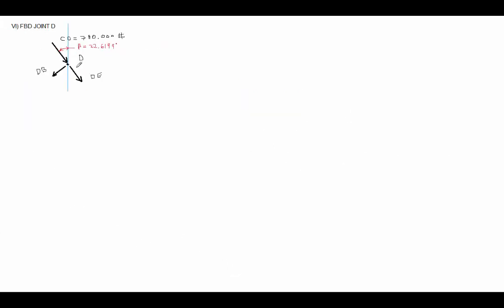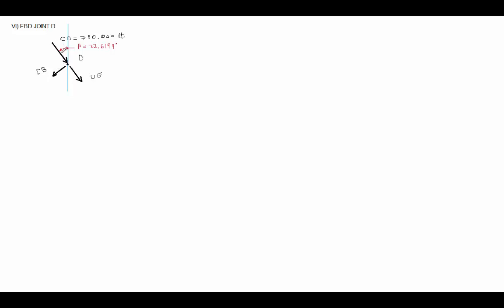So here's my joint D. I know CD, I don't know DB, I don't know DE. Now you can solve this using two equations, two unknowns, applying static equilibrium to the x and y directions. But the easier way is if you see that this is going to be a zero force member. DB is a zero force member.